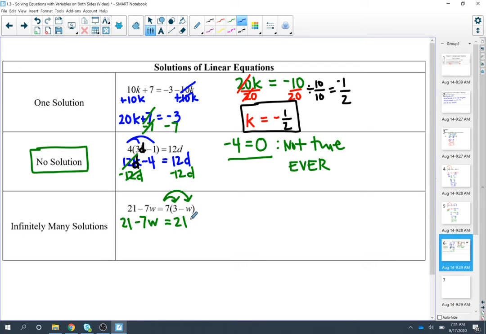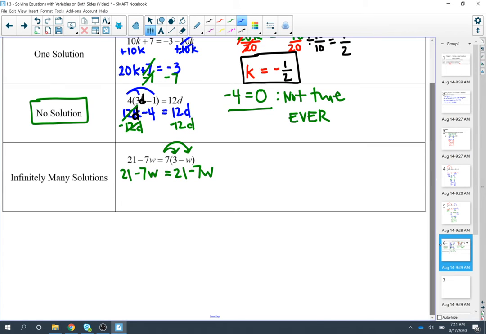7 times negative w is minus 7w. Now, at this point, you can kind of already start to see the infinitely many solutions if you do see it, but I'm going to take it a couple steps further and work this. So I'm going to get all of my variables on one side, all of my numbers on the other. So add 7w, add 7w. These guys will cancel. Bring down my 21 equals, bring down my 21, and negative 7w plus 7w also cancel.